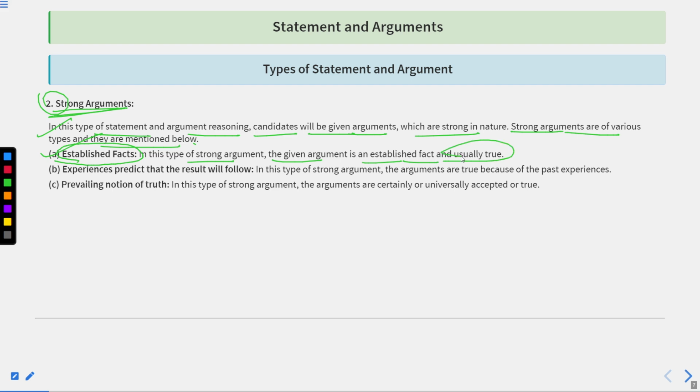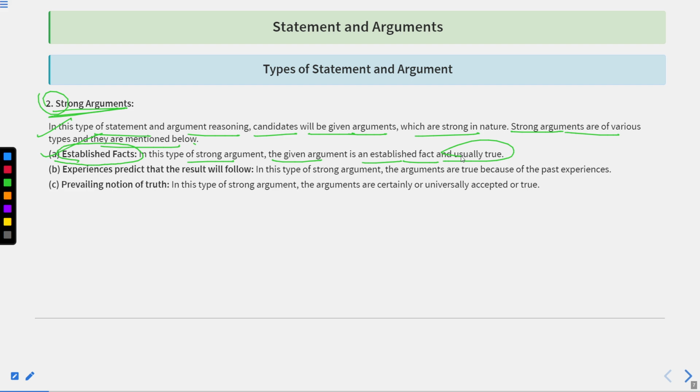So the statement that will be given to you will be based on an established fact. For example, the sun rises in the east and sets in the west, and the direction of the sun is not changing.